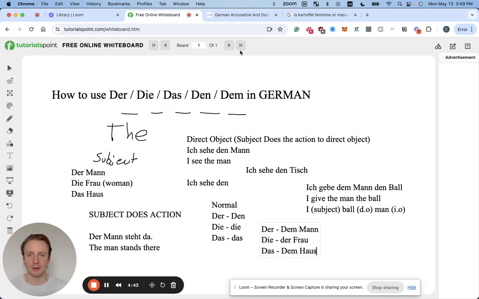So I'll put this all in a chart for you. And then there's a very specific time and place where you always know based on a certain preposition. Let me make a new word. How to make a new word?